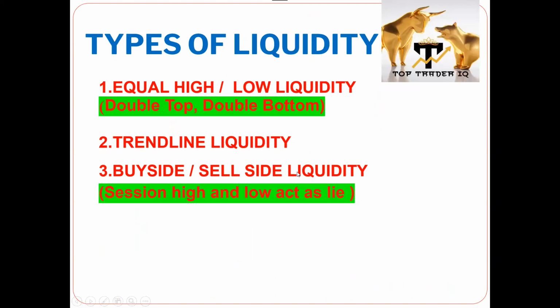Okay, we'll give you another example in the chart. Before that, I will explain the other concepts you have to know. The other thing is you have to know the types of liquidity available in the market. In this market, we have three types. One is equal highs and lows. So what are equal highs and lows?